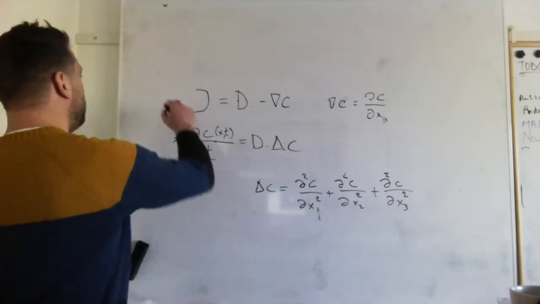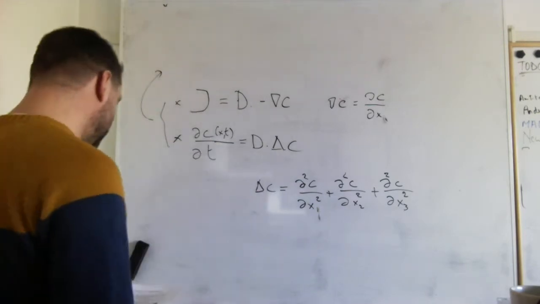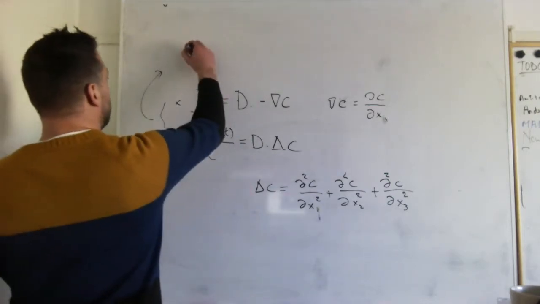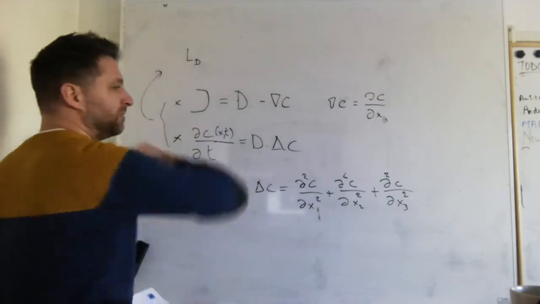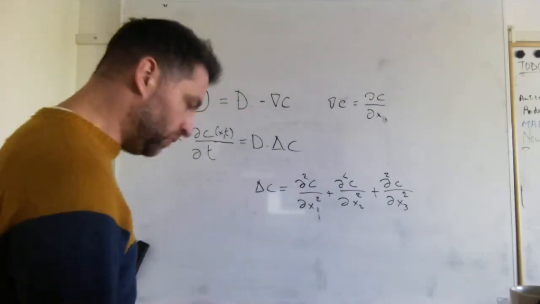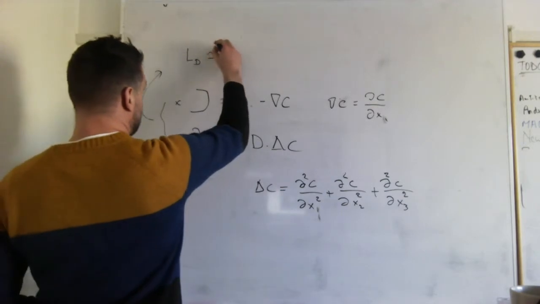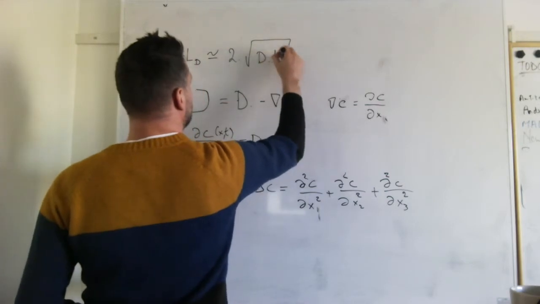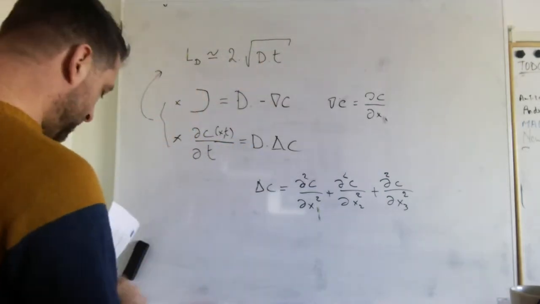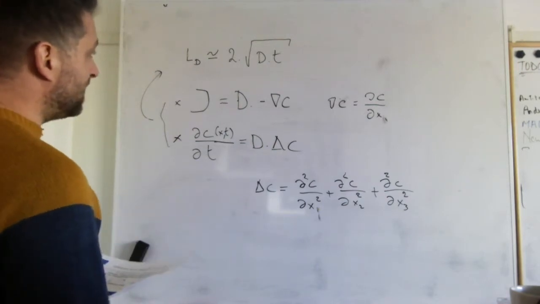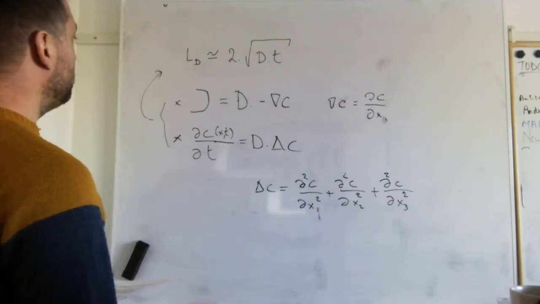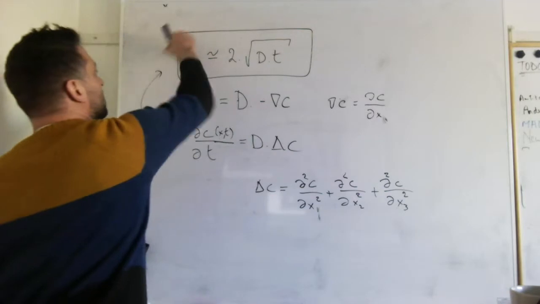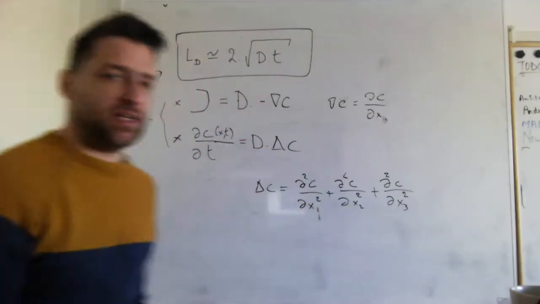What is important is that if you combine these, you will see that for a certain concentration field, a typical diffusion length, so the typical length that a species will diffuse in a certain amount of time, equals more or less 2 times the square root of D times t, diffusivity times time. This estimation of diffusion length actually tells you why diffusivity is so important on the microscale.